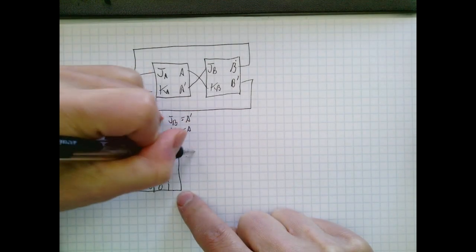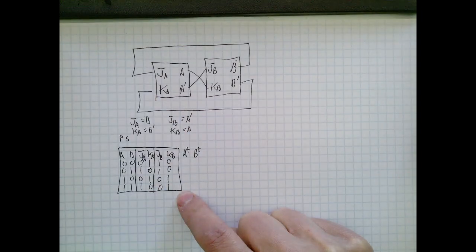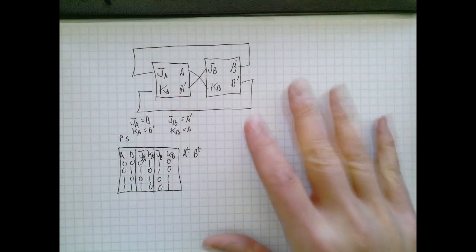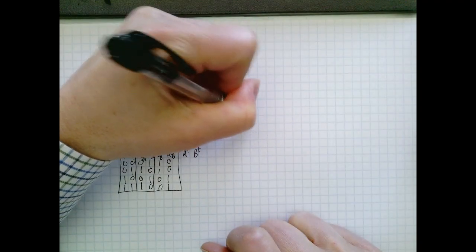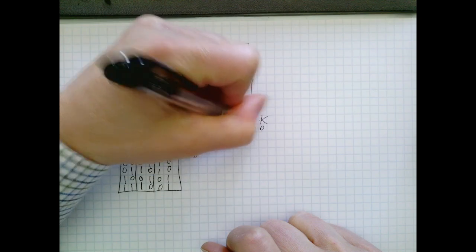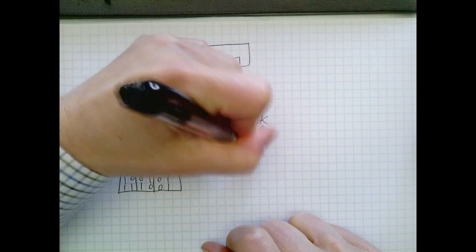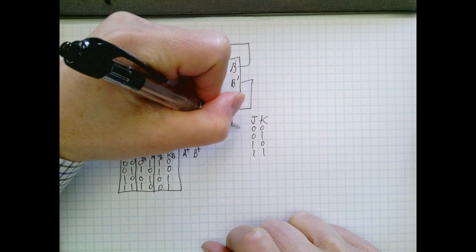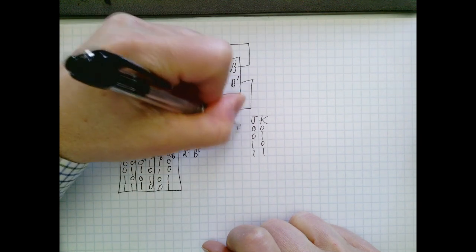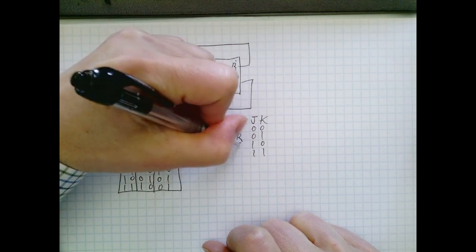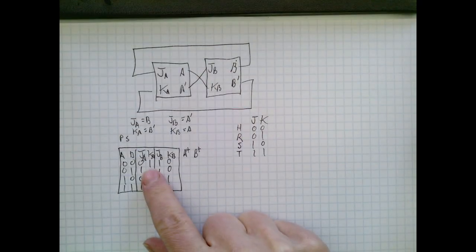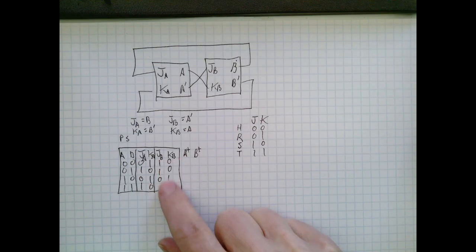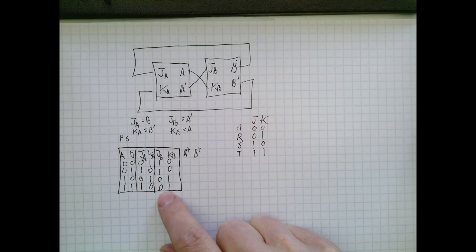So A plus and B plus are the next states. And I have to know something about JK flip-flops, right? JK can have inputs 0 0, 0 1, 1 0, 1 1, and each of these has a different meaning. This one is the hold, this one's the reset, that's the set, and this is the toggle. Well, it looks like everything here is either reset or set. Reset, set, set, set, reset, reset.